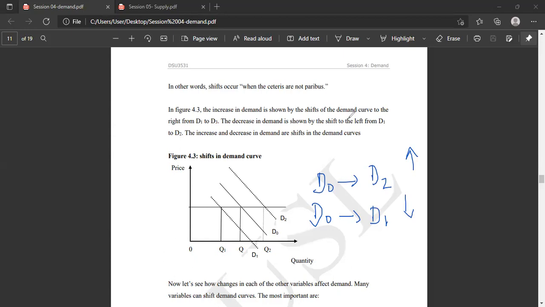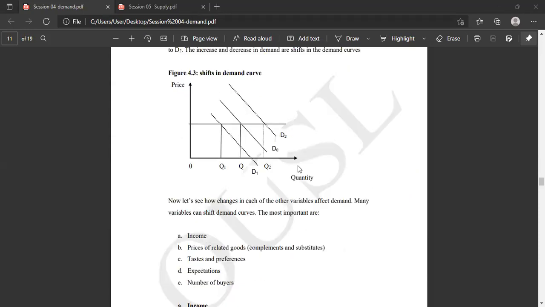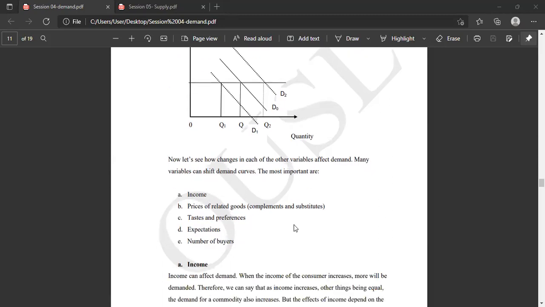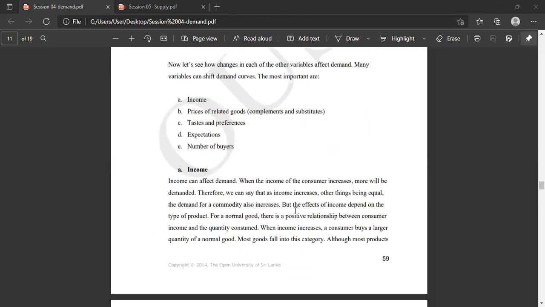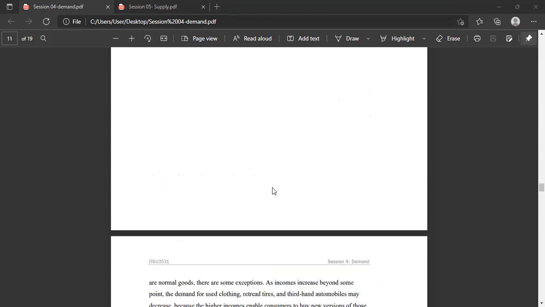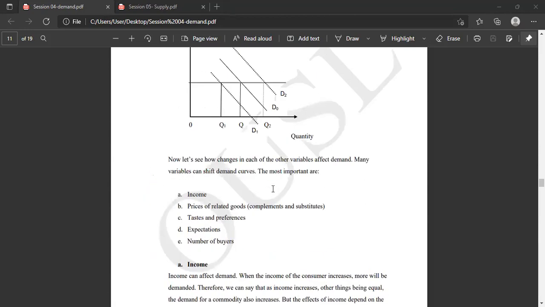So remember, whenever the other factors that determine demand change, there will be a shift in the demand curve. Now let's see how changes in each of the other variables affect demand. Many variables can shift the demand curve. The most important are income, price of related goods, taste and preferences, expectations, number of buyers. Now we are going to discuss how demand is affected by income.